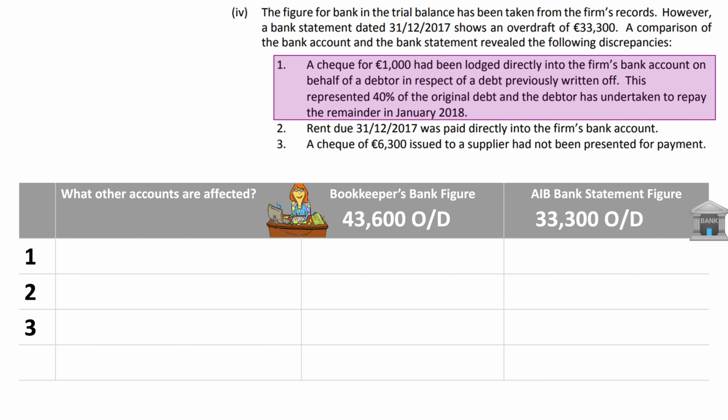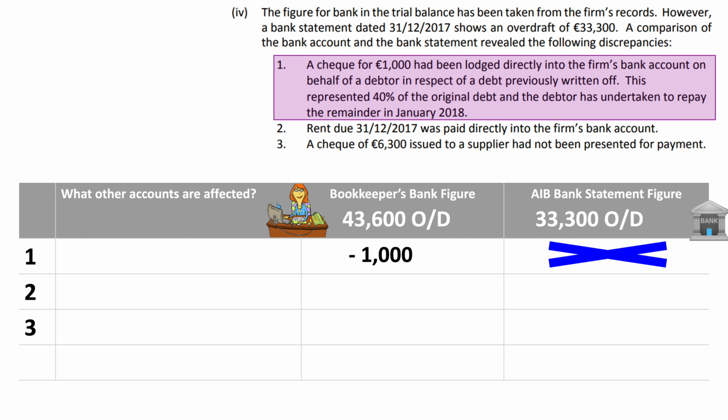So number 1, a cheque for €1,000 had been lodged directly into the firm's bank account on behalf of a debtor in respect of a debt previously written off. This represented 40% of the original debt, and the debtor has undertaken to repay the remainder in January 2018. Okay, so nothing goes into the AIB bank statement figure because they know about it. The cheque was lodged directly into the firm's bank account. Okay, so we don't do anything there. Then we have a cheque for 1,000. If that was lodged into the firm's bank account, that would reduce the overdraft figure there of 1,000.